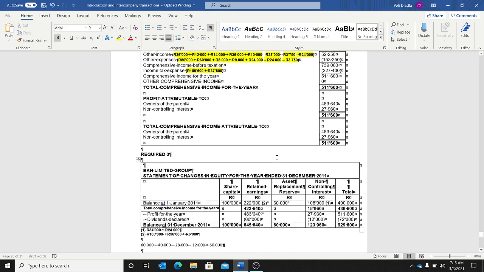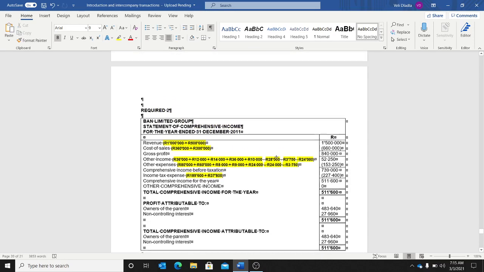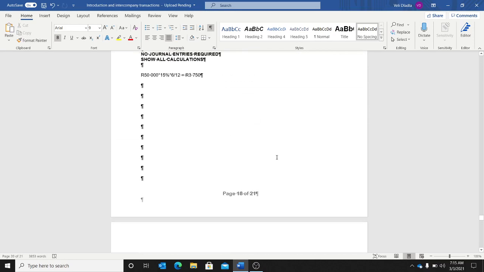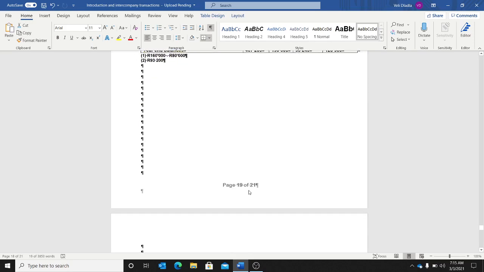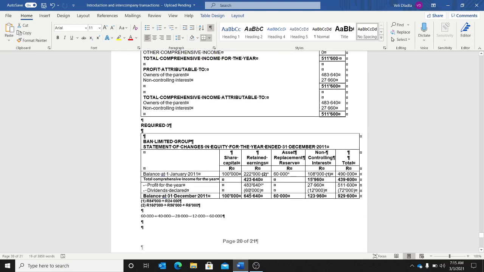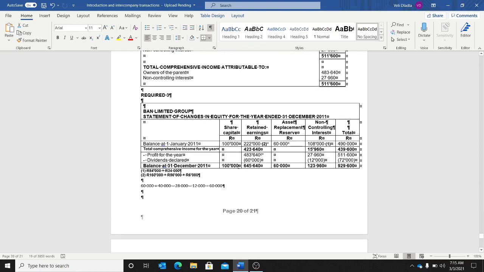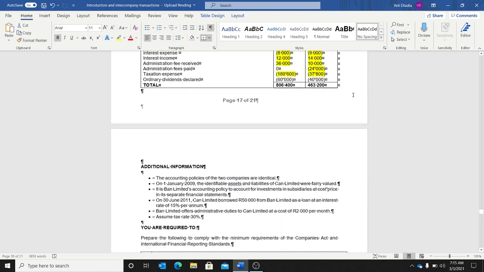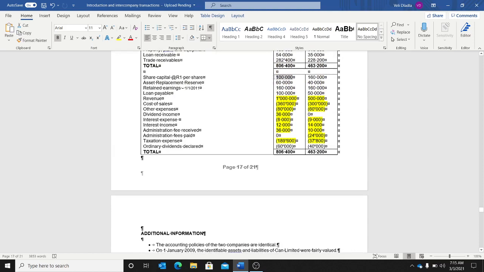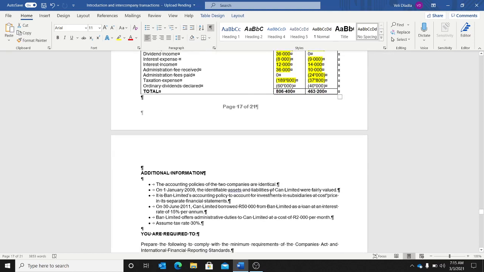Now, let's then move to the statement of change in equity, which is our required 3. This one here. Now, statement of change in equity. Always show the share capital. You must always show the share capital of the holding company. In this case, it's banned. Always you show the capital, this one only.